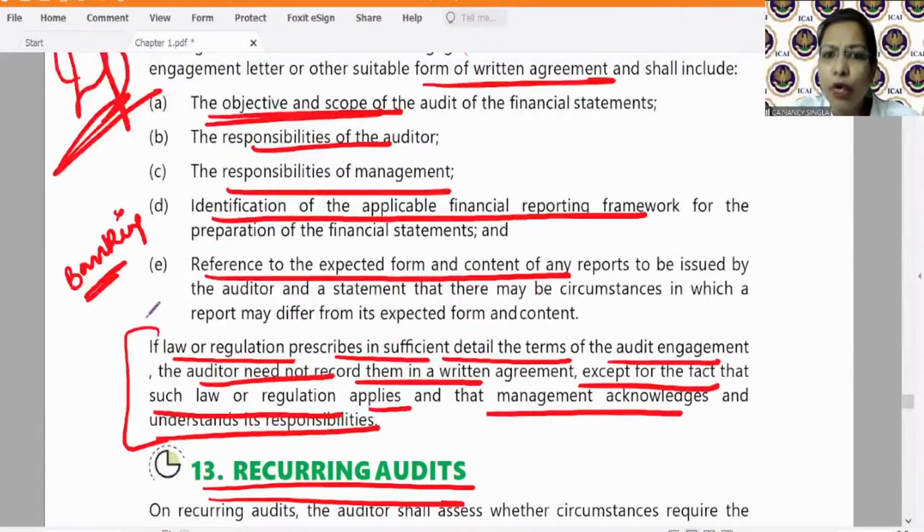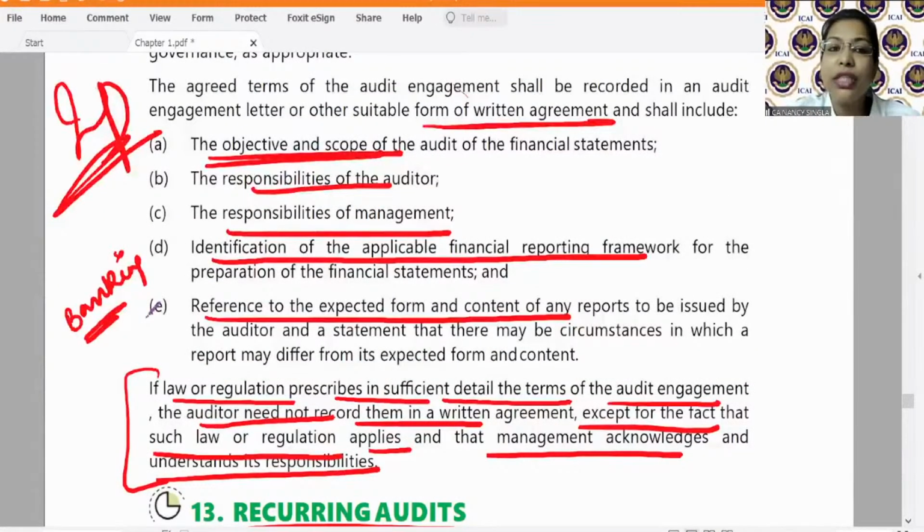Now, what are the points? First of all, it should be in writing. Then, what is the objective? जो भी objective या scope of audit है वो mention करोगे. Responsibilities auditor की, responsibilities management की identify करोगे and mention करोगे what is the applicable FRF, and then reference to the expected form and the content of audit report.